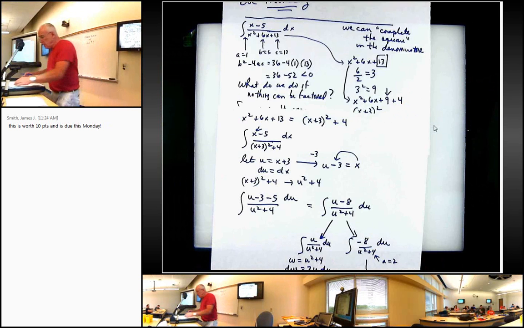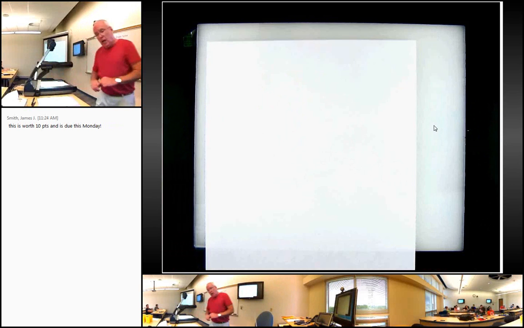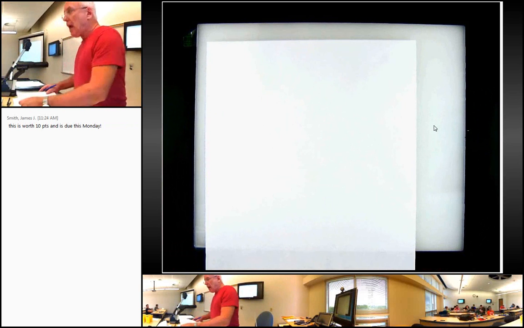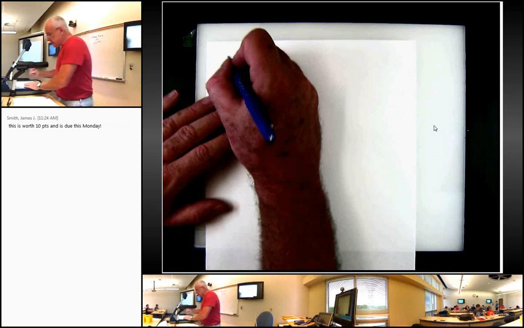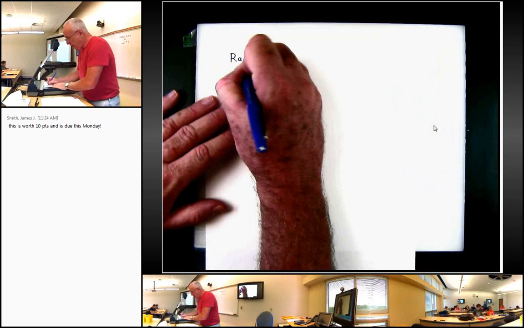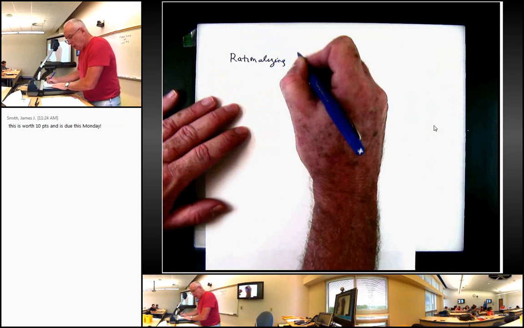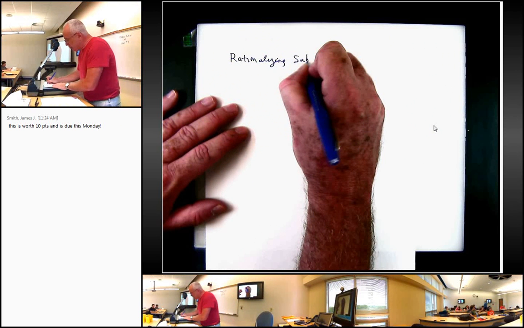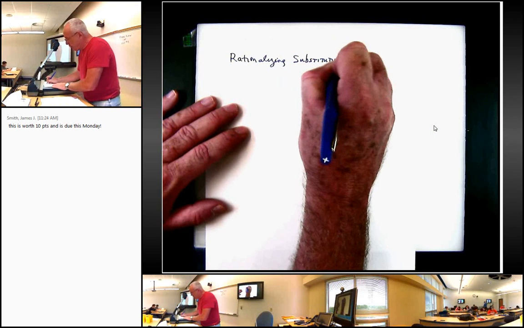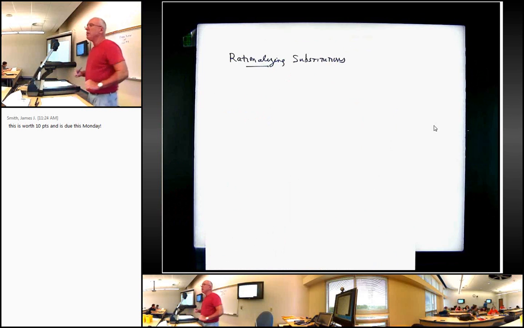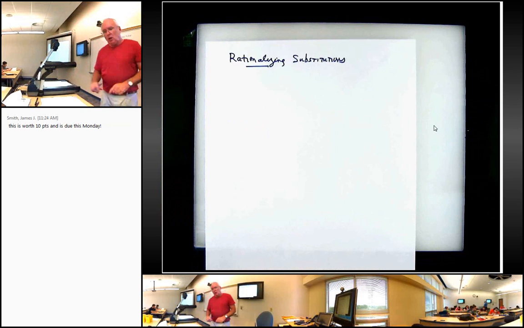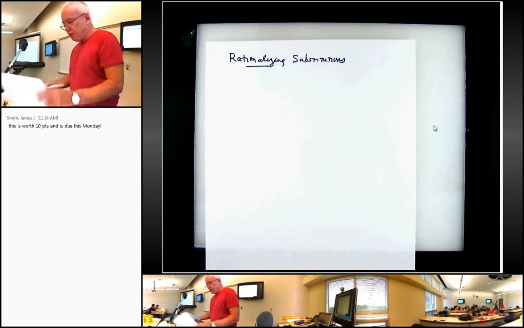Okay, this section is a really challenging one to present, I have to admit. I want to make sure we go over this. Rationalizing substitutions. So what in the world are we talking about there? This ends up getting tied into partial fractions.